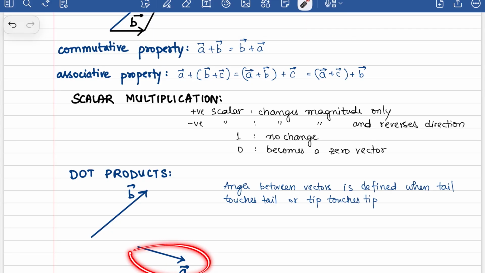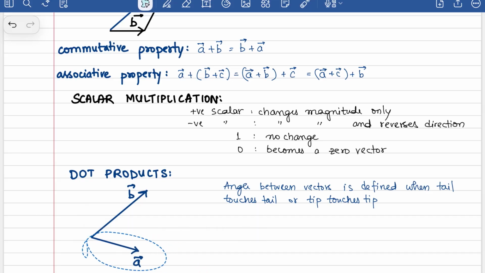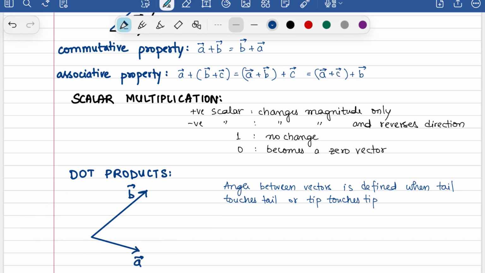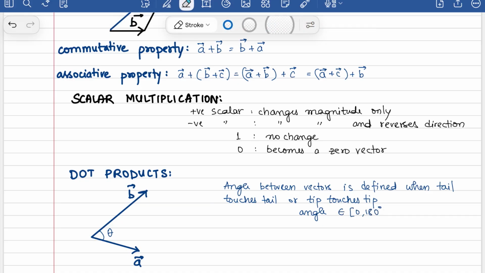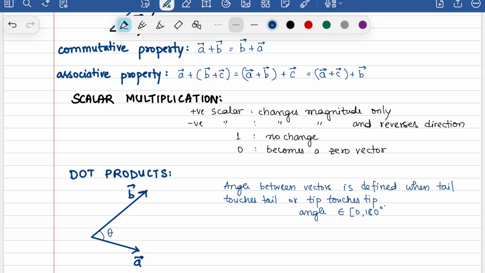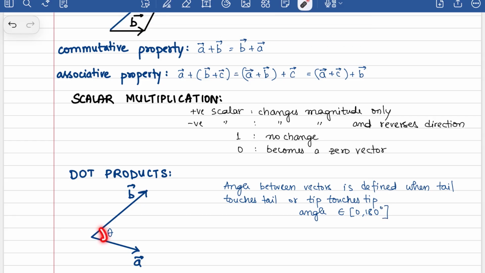So in this case, we would have to translate this here. As you know, that's the same vector. And then this angle here would define the angle between the vectors. Okay. It also requires that this angle must be between 0 and 180 degrees. Okay, so essentially it is this, it is not this. Okay, so it's always between 0 and 180 degrees.